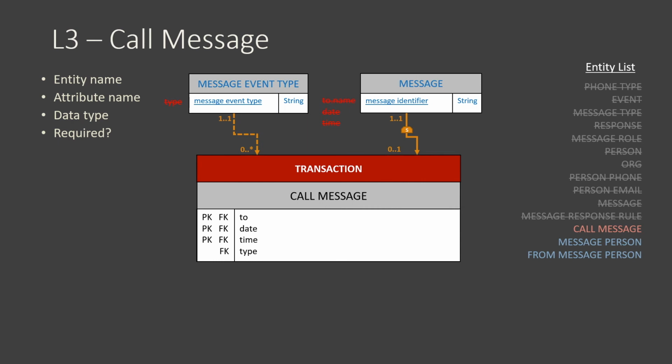This call message entity is comprised of foreign key attributes from the two related parent entities, message event type and message. As before, the team refreshes the attribute names in call message to match its inherited key names. The data types are also inherited, and since both relationships indicate 1 and 1, this means the one instance is always required. So they are marked as required.